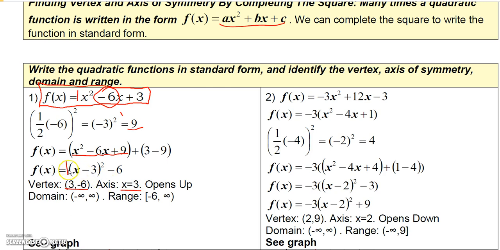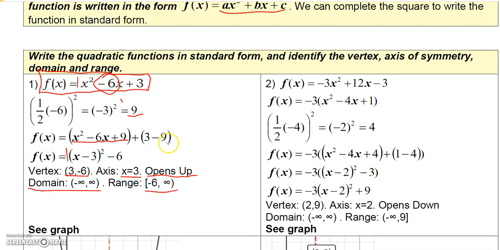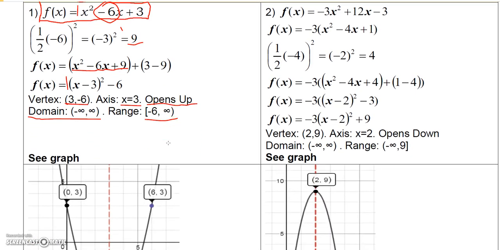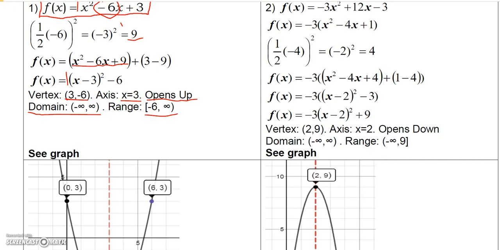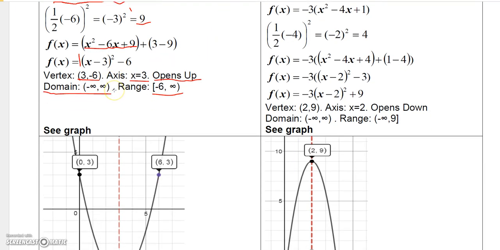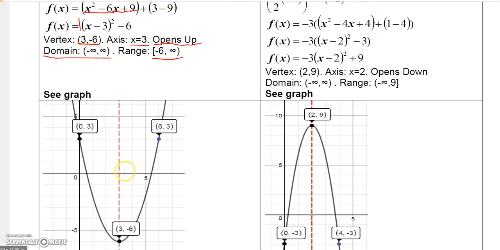And since a is 1, I know it opens upward, and the domain of all quadratic functions is all real numbers, and the range is negative 6 to infinity. Now, if you don't know how I got that, let me show you how I got the range. Okay, so this is actually what the graph looks like. So what I did is I found the vertex, 3, negative 6.